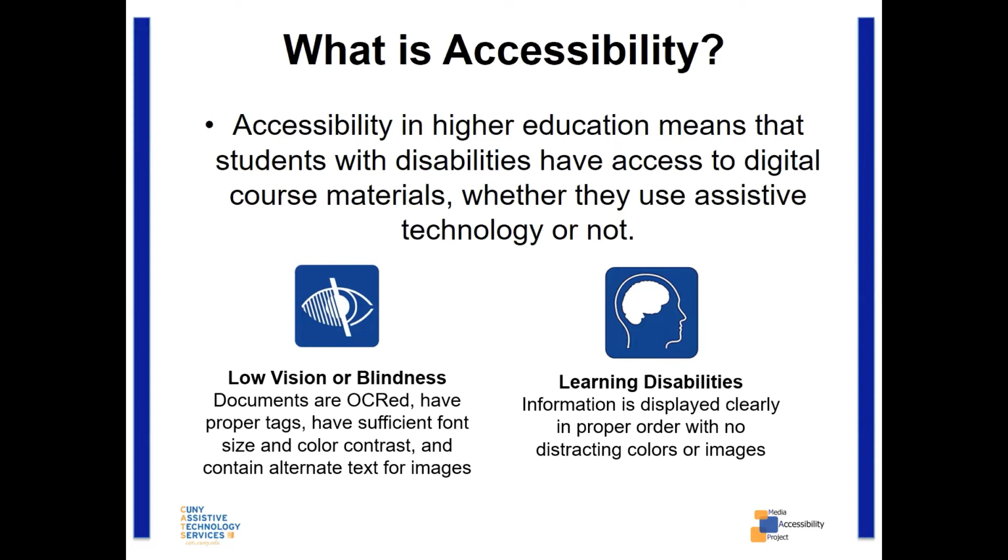However, content will only get read properly if it was made accessible. And it can be easy to prepare an inaccessible document by not following necessary steps. For example, for students who use a screen reader, PDF documents need to be OCR'd, and I'll be going over that in just a bit. And both PDF and Microsoft Word documents need to have proper tags and headings, and they need to contain alternate text for images.